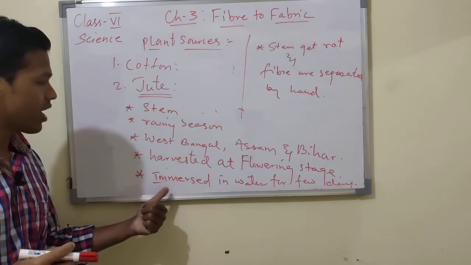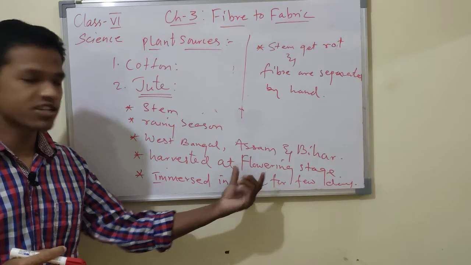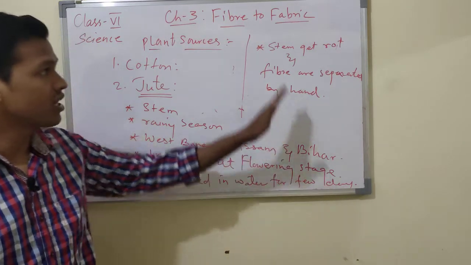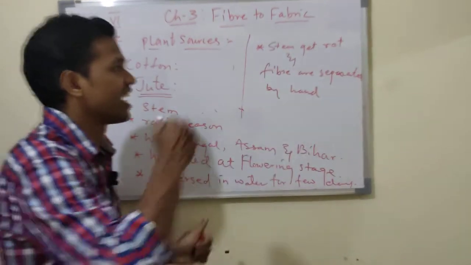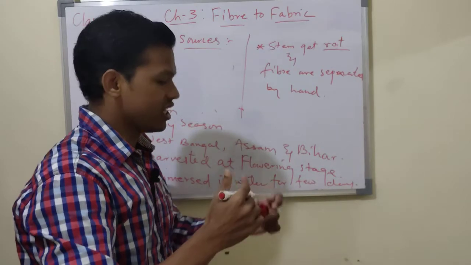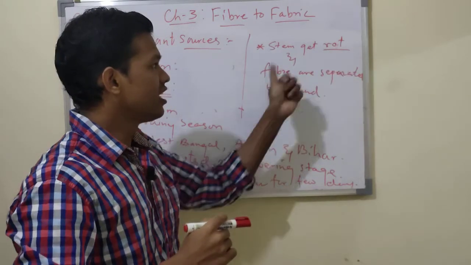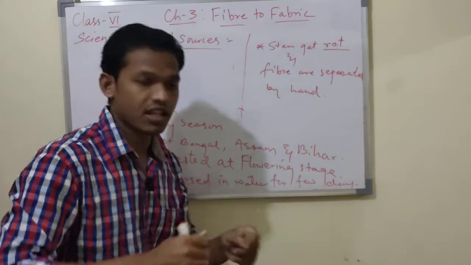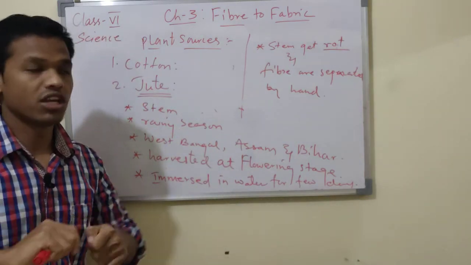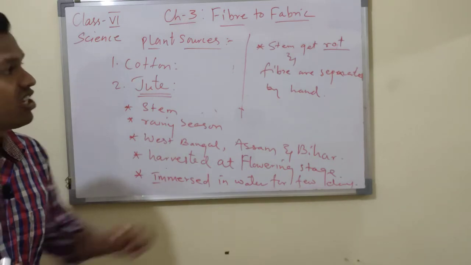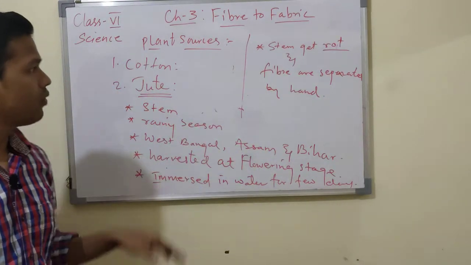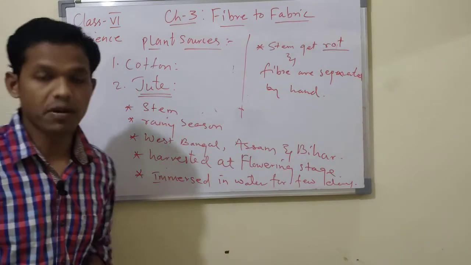After harvesting, these stems are immersed in water for a few days, so that the stem rots, meaning decays. They will decompose, decayed by some organisms. After decaying, the fibers are separated by hand. It becomes loose, and you can easily twist it. It will be very strong after rotting. So this is how jute is obtained from the plant.